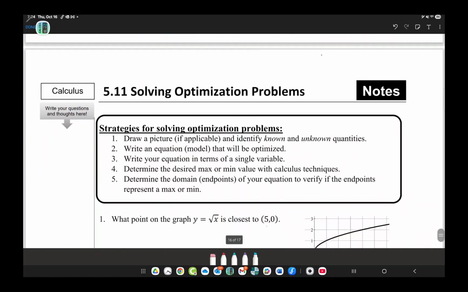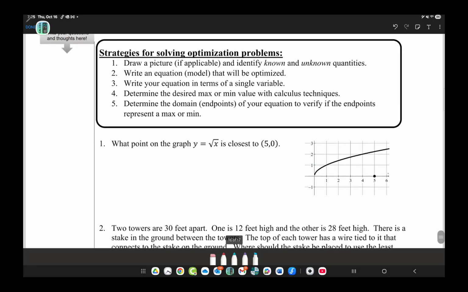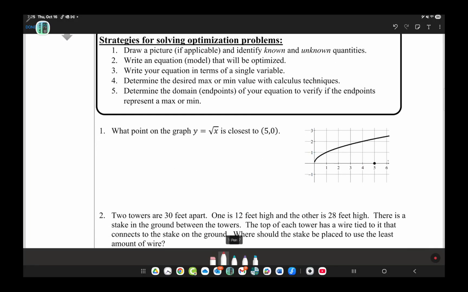So we are going to finish this, and we're actually going to finish some of the questions we started yesterday, starting with this one here. We stated that the distance formula was, specifically for this case, the square root of (x minus 5) squared plus x squared, which we simplified to be the square root of x squared minus 9x plus 25.